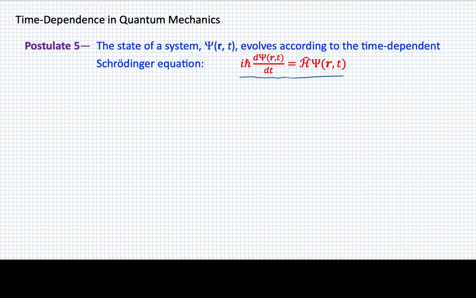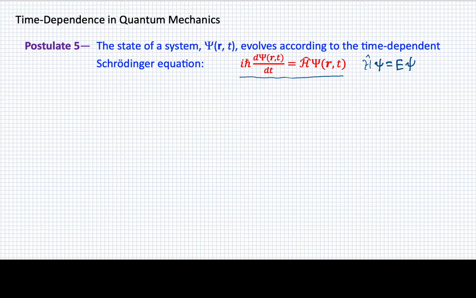It basically says that i ħ times the time derivative of the wave function will be equal to the operation of the Hamiltonian operator on that wave function. Now this should be distinguished from the version of the Schrödinger equation that we saw before that looked something like this. It was essentially an eigenvalue equation for the energy involving the Hamiltonian operator.